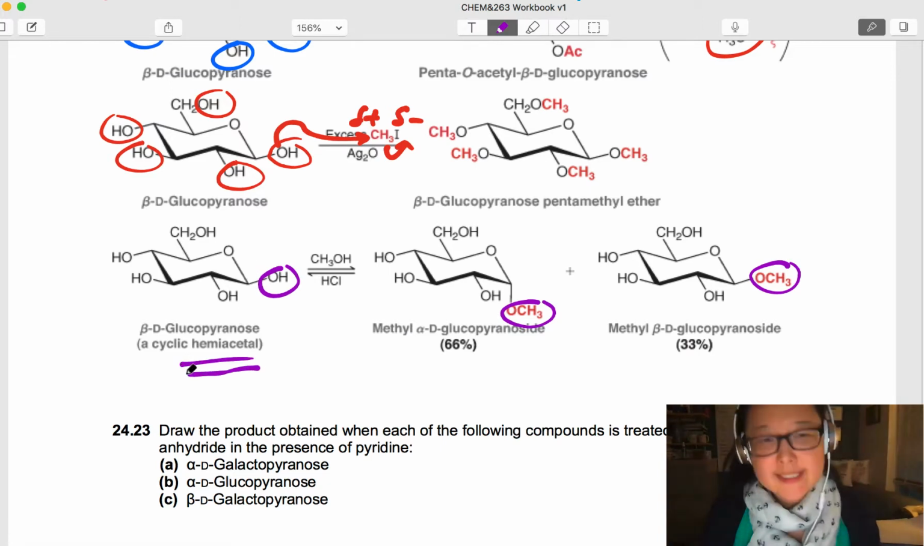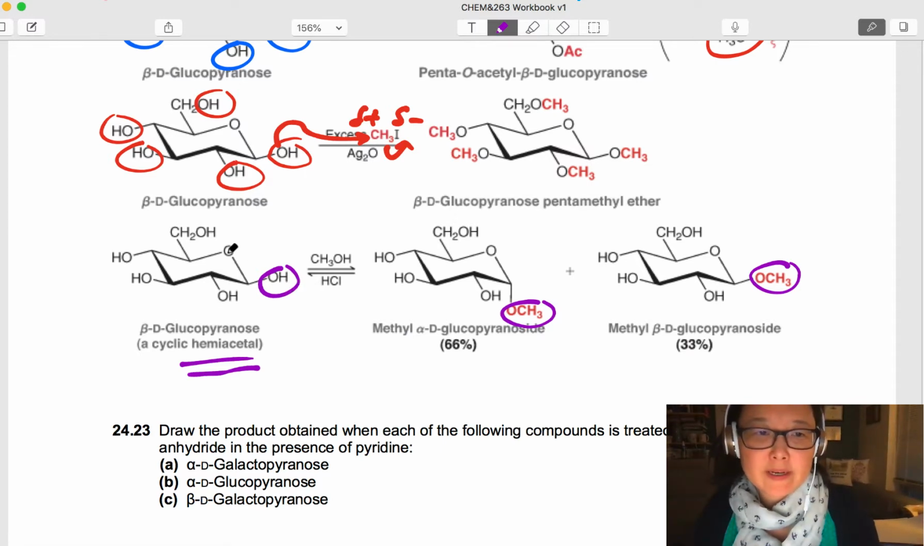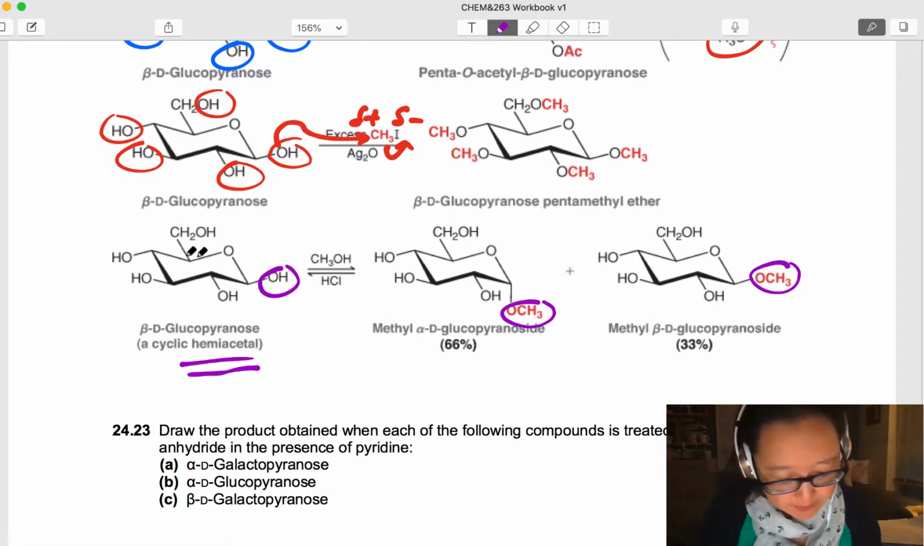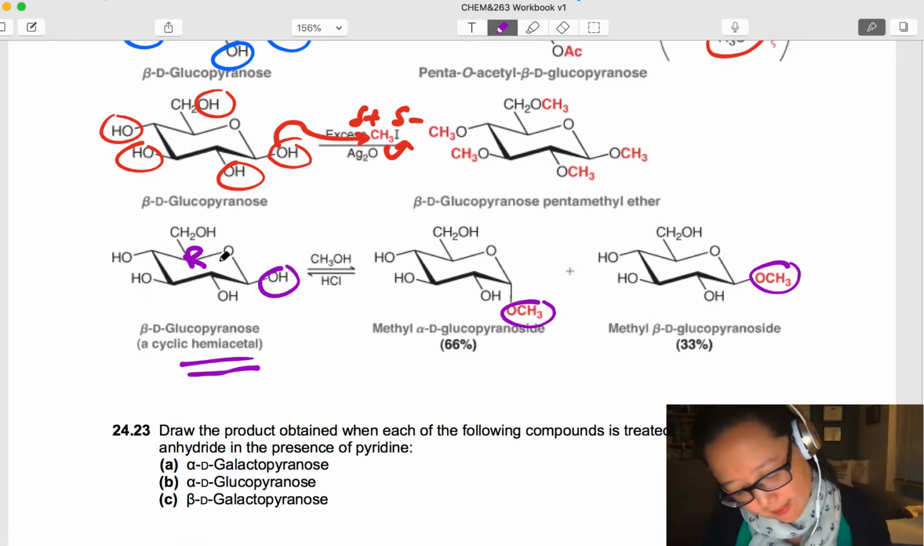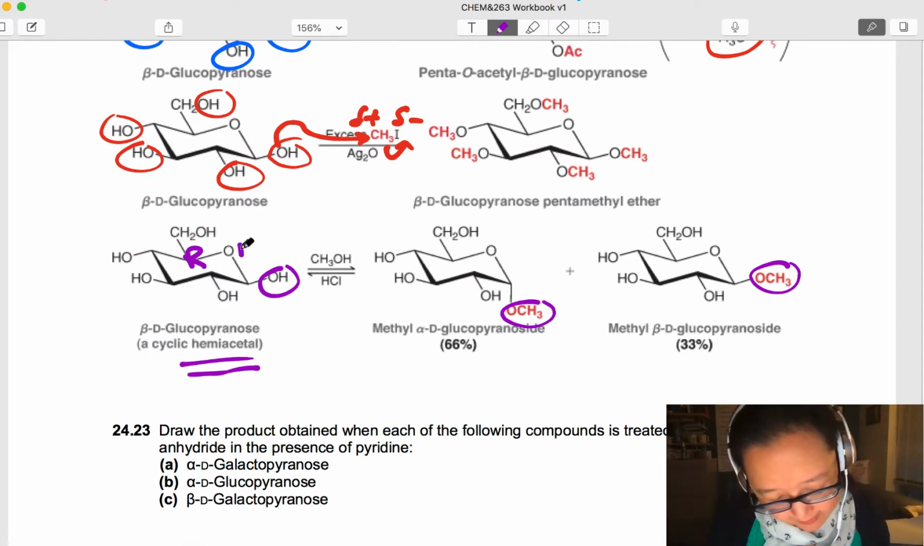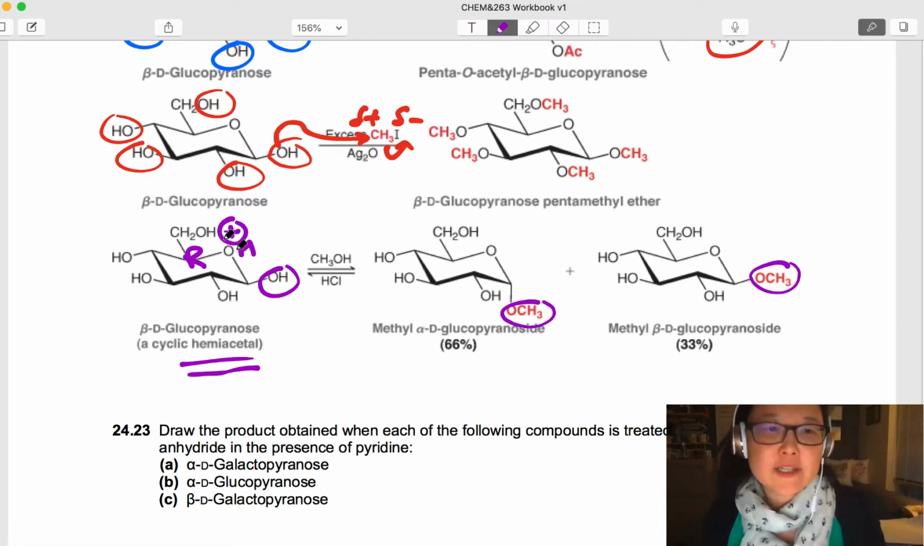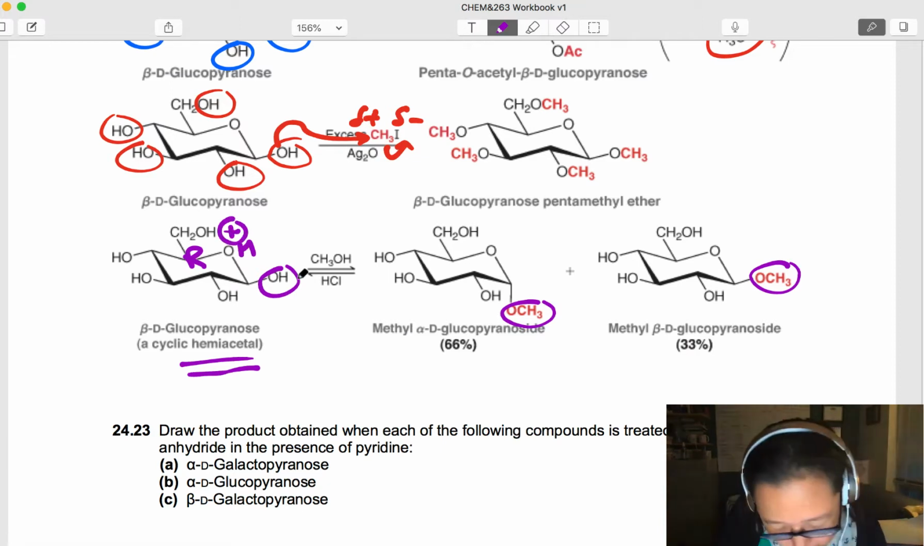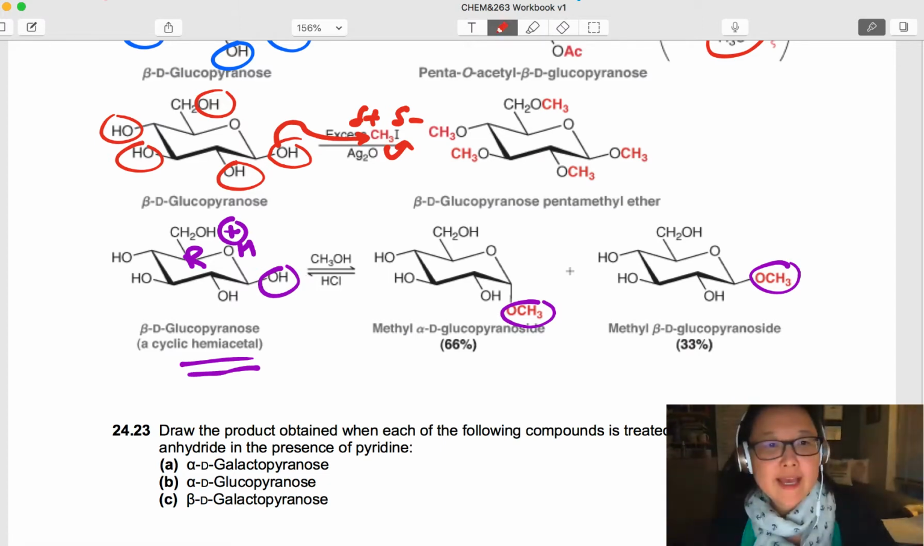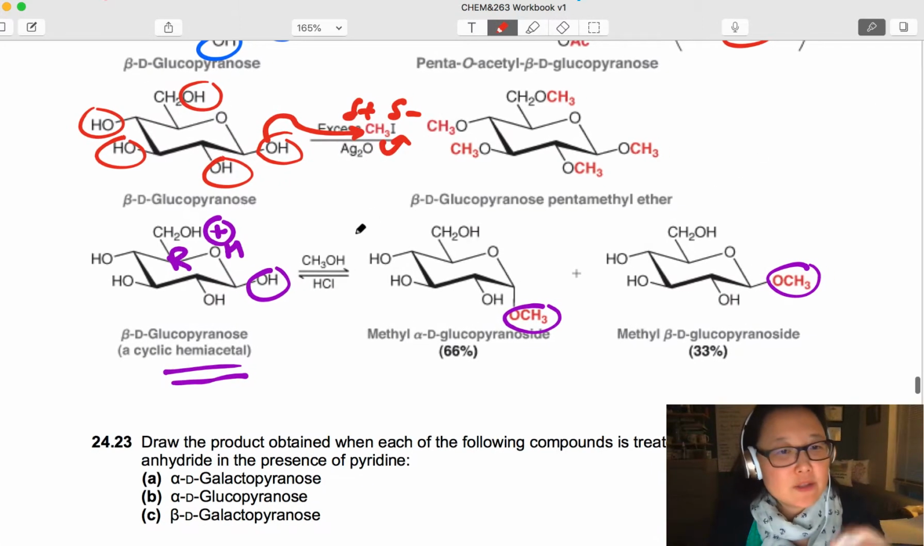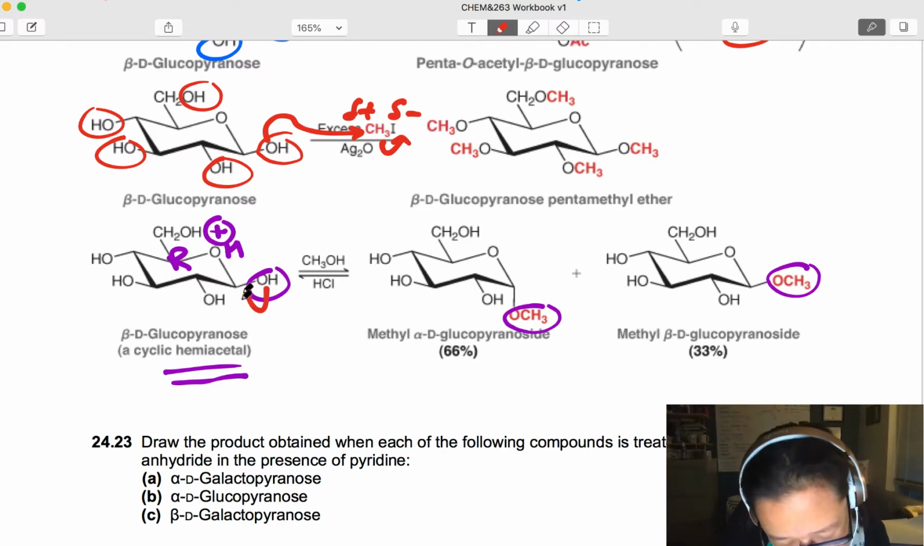And a hemiacetal is where you have an OH group and an OR group. This is an R group out here. Let's say all of this is R. So that means that if I have acid, I might protonate it there. This could potentially open up. There's lots of different ways you could show this. This might open up like this.